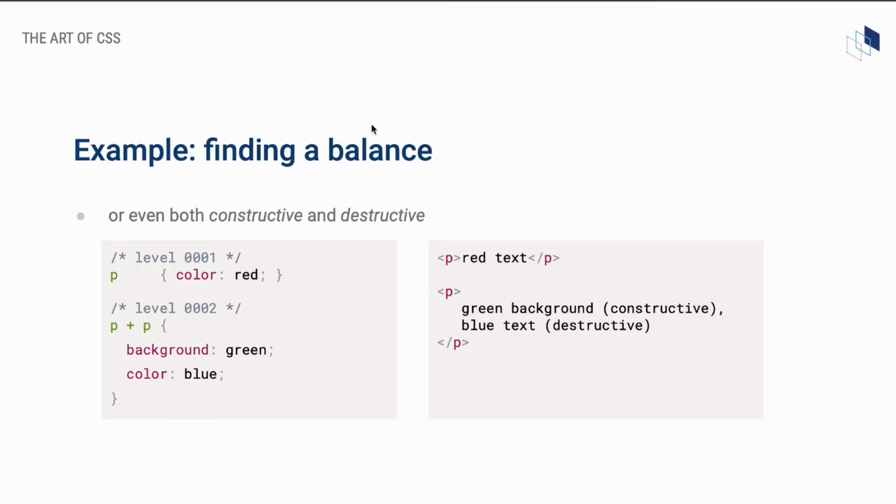In this example here, I have all paragraphs colored red, but then a paragraph that follows another paragraph has a different background and color. So on the right-hand side, you can see that the first paragraph only ever has red text. The second paragraph has a green background, which is a constructive interference, as well as a blue text, which is a destructive interference. So what I want to stress here, or repeat, is that interference can be good if they're constructive, but it can also be good if they're destructive. So neither of them is good nor bad.